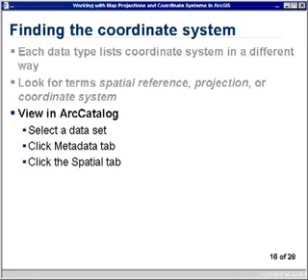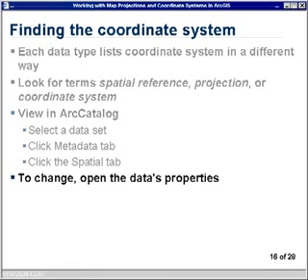Now in ArcCatalog, you can view the coordinate system information, and then you can change it. So what you do is select a data set, click the metadata tab, and then click the spatial tab, and I will show this in the demonstration, and there it will list the coordinate system information. If you want to change it, again, you can do it in ArcCatalog, which is what I'll show. Open the data's properties, and then you can work through and find the coordinate system information. There will usually be an edit button or an ellipsis button that'll let you go ahead and update the coordinate system information. Again, all this does is update the metadata. It doesn't actually change the coordinate values of your data.